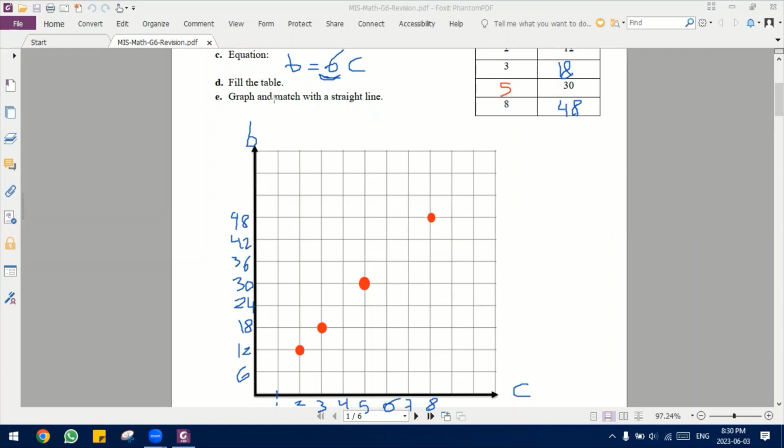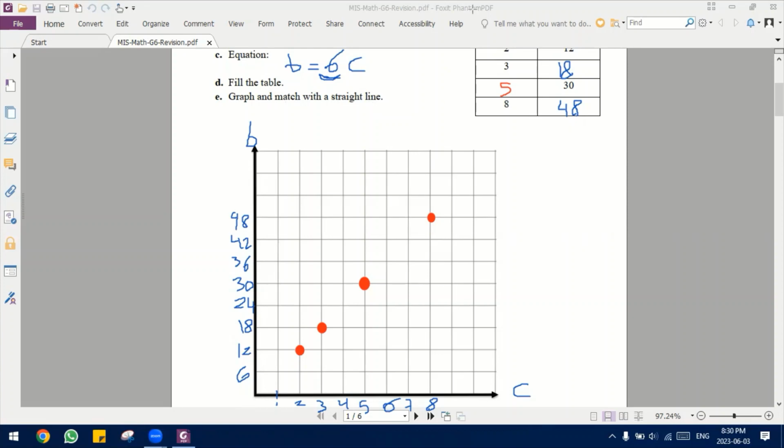Okay, then the question says graph and match with a straight line. It has to be a straight line. And also, since we have B equal to 6C, imagine that C here is 0. So 0 times 6 is 0. So it has to pass through the point 0, 0, the origin.